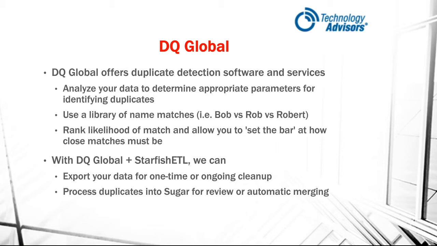And once they've done that analysis, they can return back a ranked likelihood of the probability that two records in your system are actually duplicate records. And so you can get, this is a 95% match, this is an 85% match, that sort of thing. And then you can really set the bar, given that information, on how close of a match you are looking for before you consider something to be a match and you want to merge it.